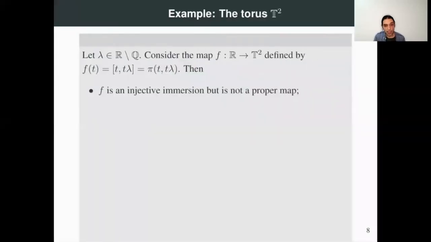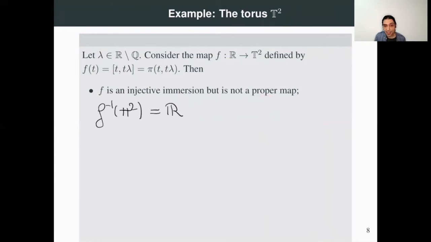Okay, F is an injective immersion, but it's not a proper map. Some of the properties here are very simple. In particular, it is obvious that it is not proper. Because if you consider the preimage of the whole torus, this is R. The torus is compact and the line is not compact. So F is not a proper map.